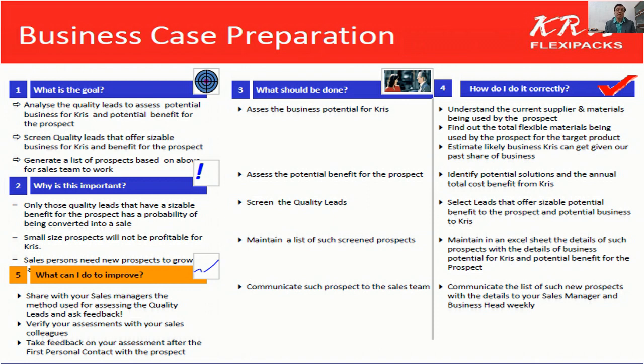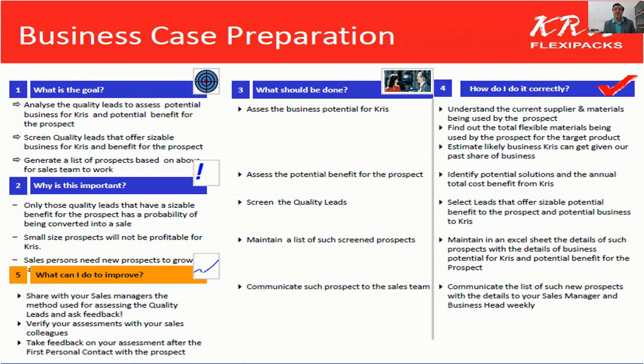Why is this important to do? Because only quality leads that have a sizable business for the prospect have the probability of being converted into a sale. If the prospect doesn't get significant benefit, or you don't get significant benefit, would you be interested in carrying this forward? So what should be done in this step?